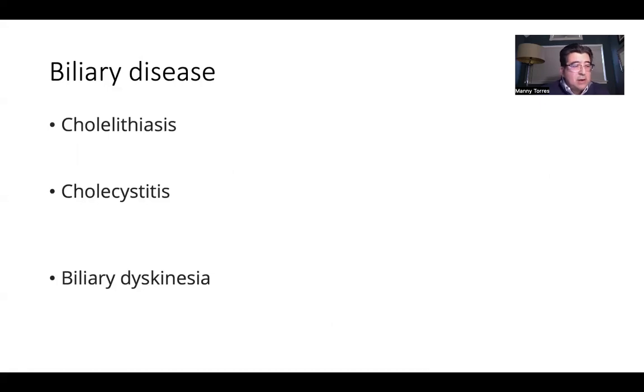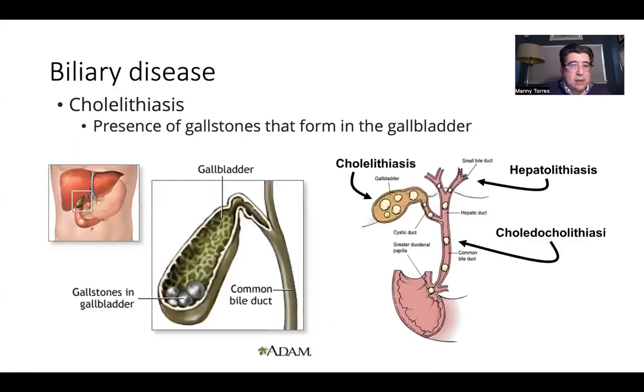The spectrum of gallstone disease is broad, and we will discuss the most often diagnosed conditions: cholelithiasis, cholecystitis, and biliary dyskinesia. Cholelithiasis is simply the presence of gallstones that form in the gallbladder. Gallstones are formed mainly in the gallbladder, less often in intrahepatic or extrahepatic bile ducts.